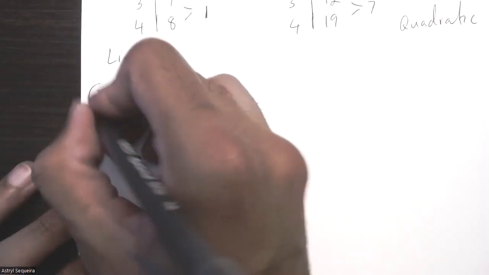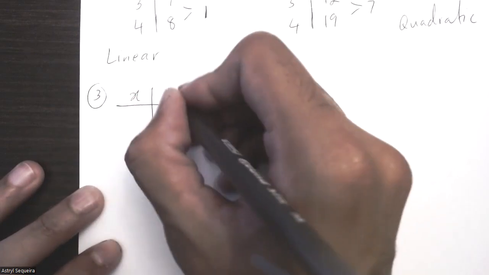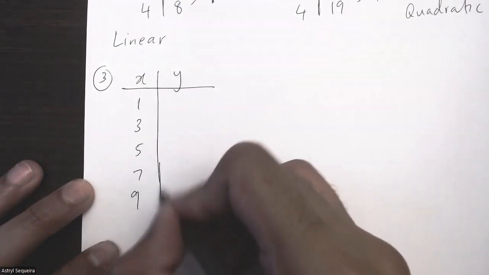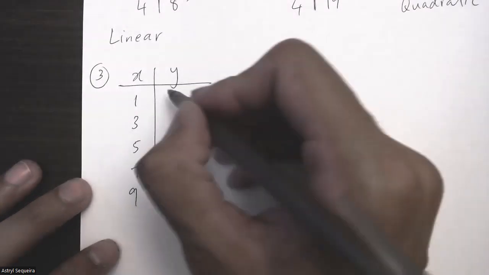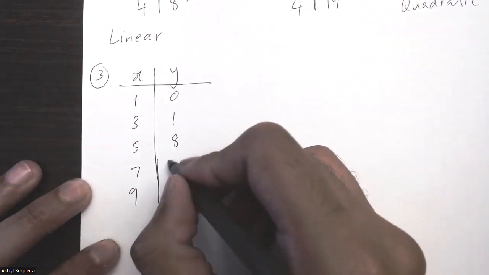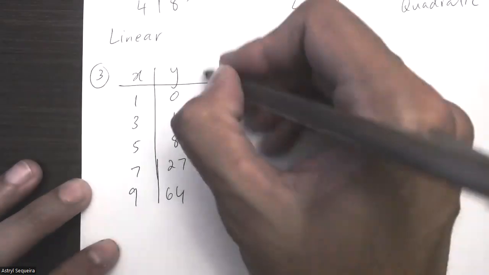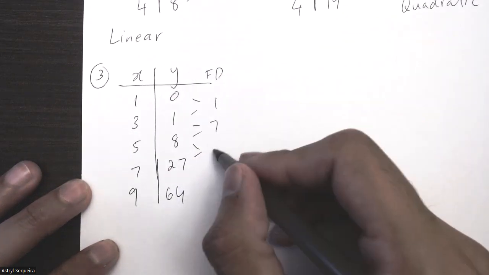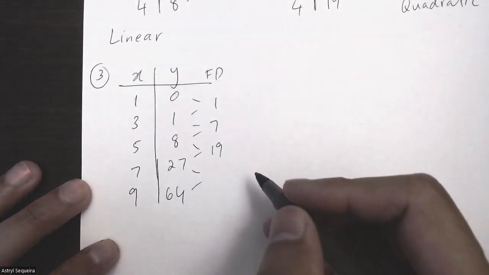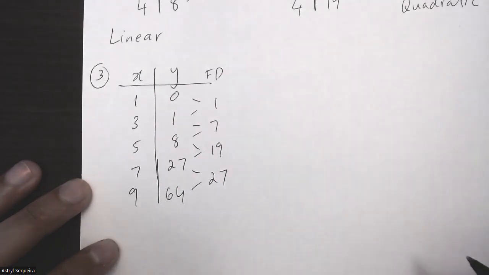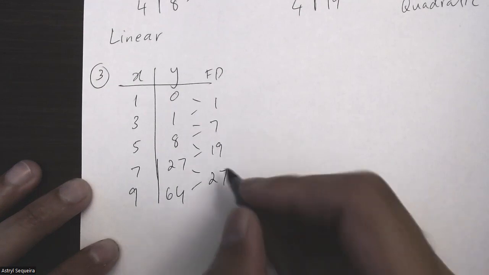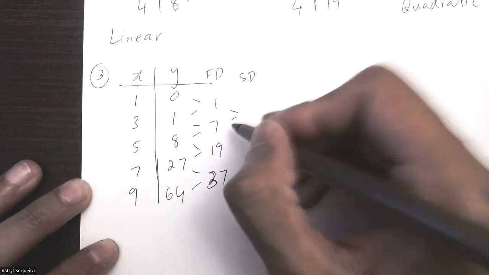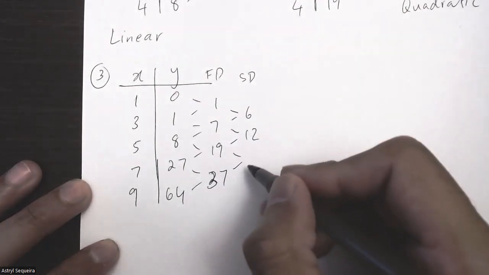Let's try one last example over here. x values: 1, 3, 5, 7, 9. So again, all our x values go up by the same amount. The y values are 2, 0, 1, 8, 27, 64. Let's find our first differences: 1, 7, 19, 27, 37. And then over here, my second differences are going to be 6, 12, and then 18.